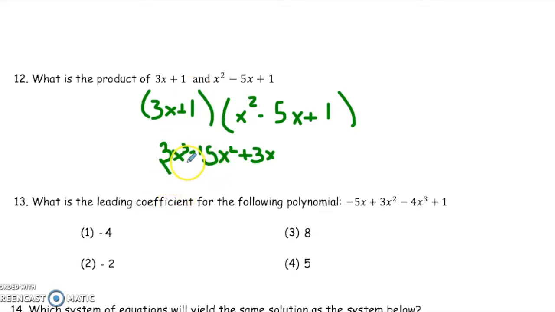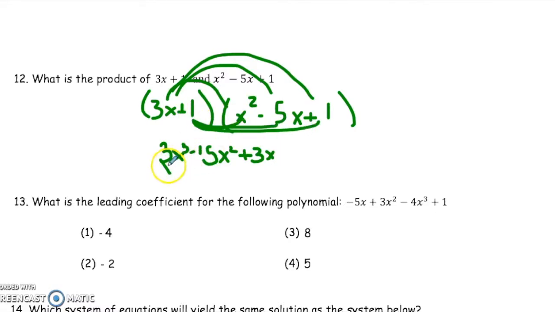Okay, and we're back. We're multiplying all this stuff. So I have my first row, that's my 3x times all this stuff. Okay, now my second row is going to be the 1 times the x squared and 1 times negative 5x and 1 times 1. So I'm going to have 1x squared on the bottom minus 5x plus 1.